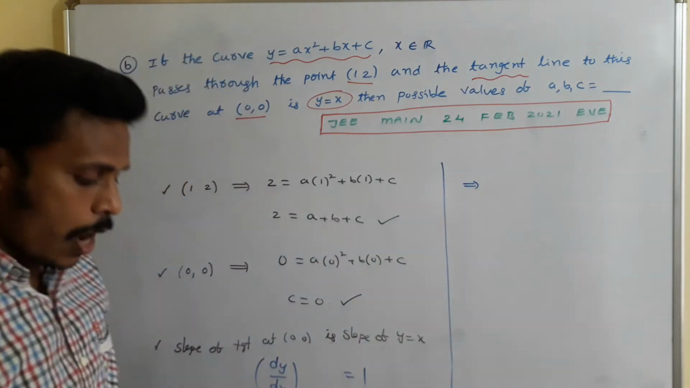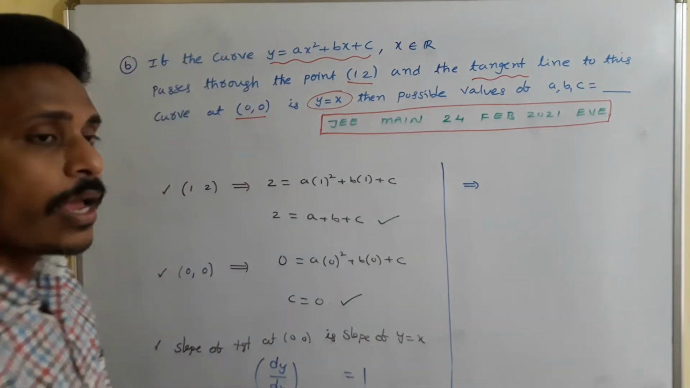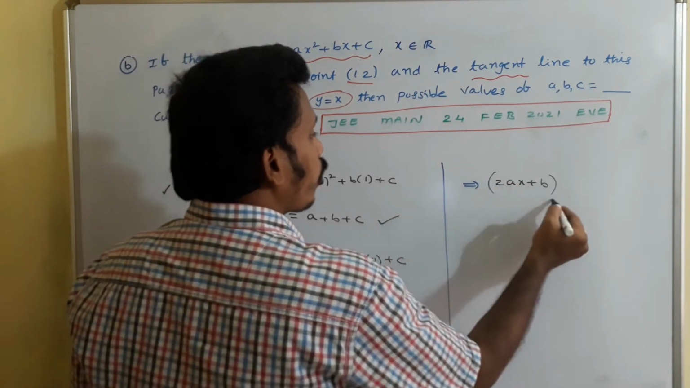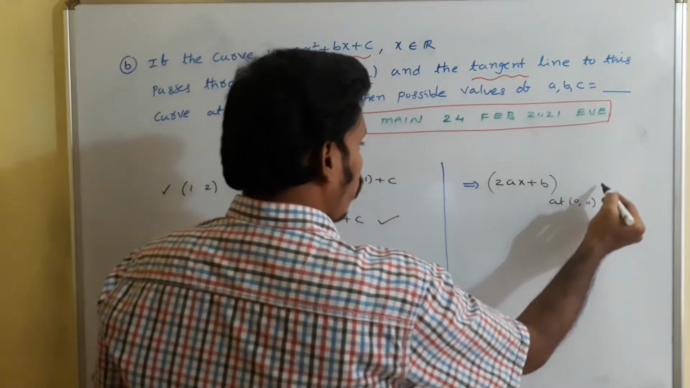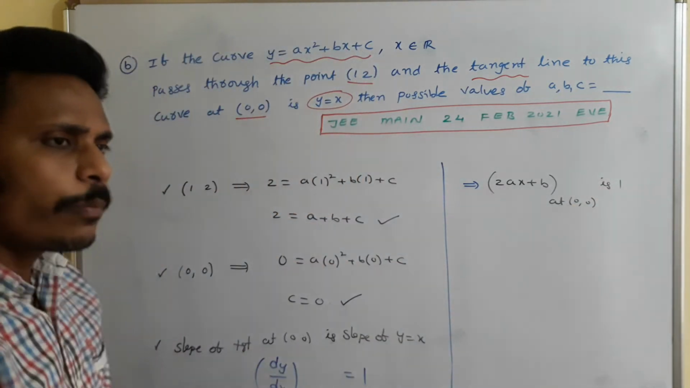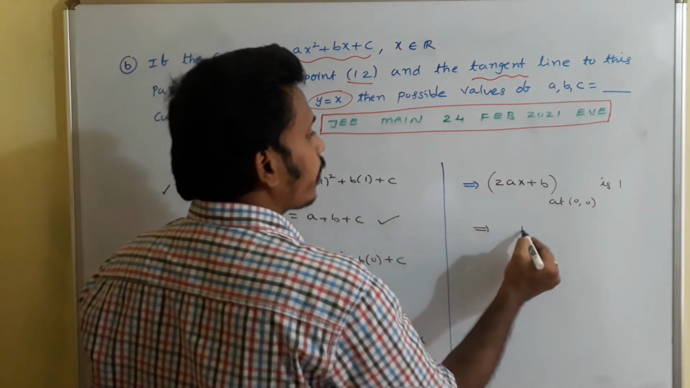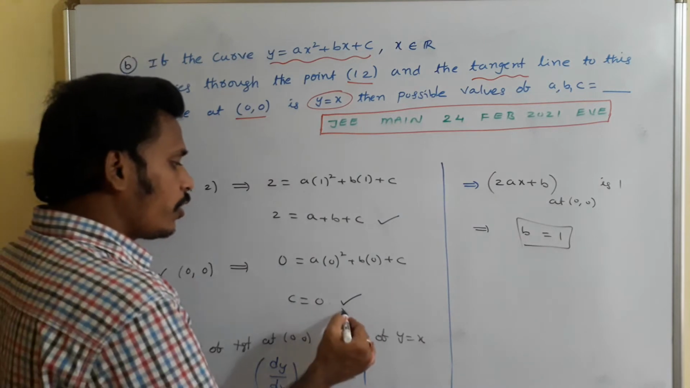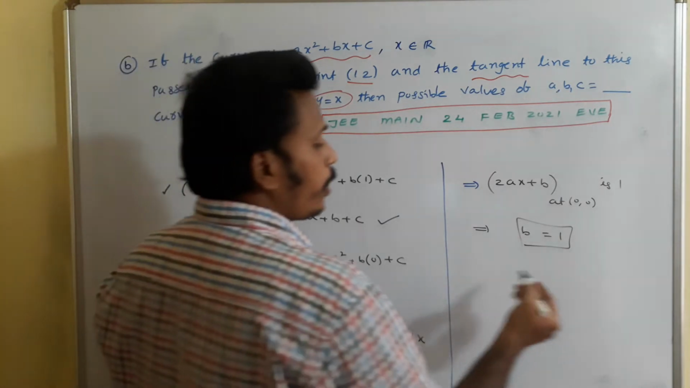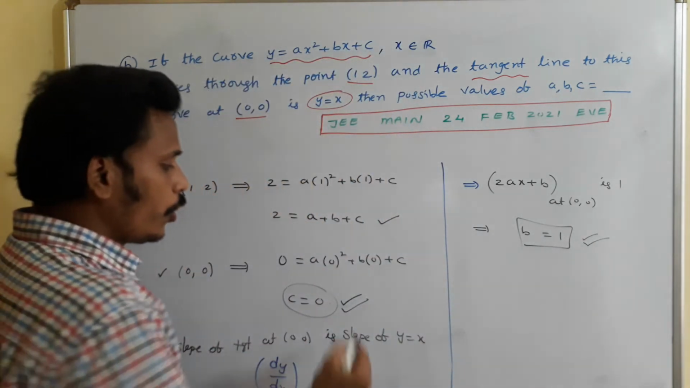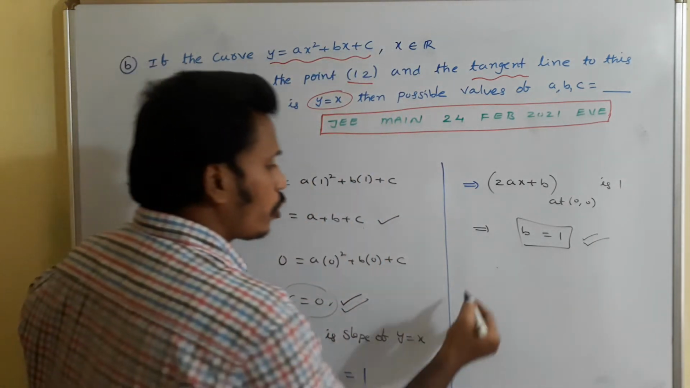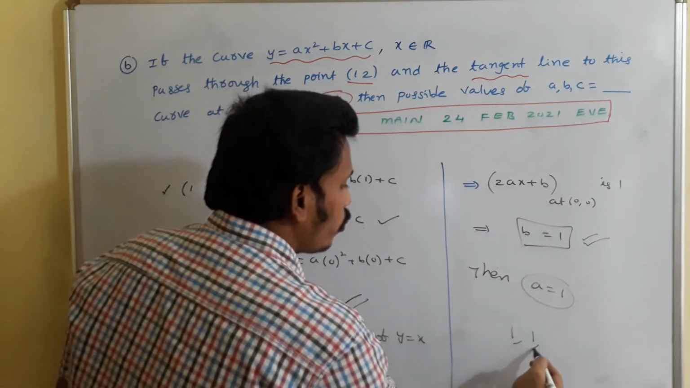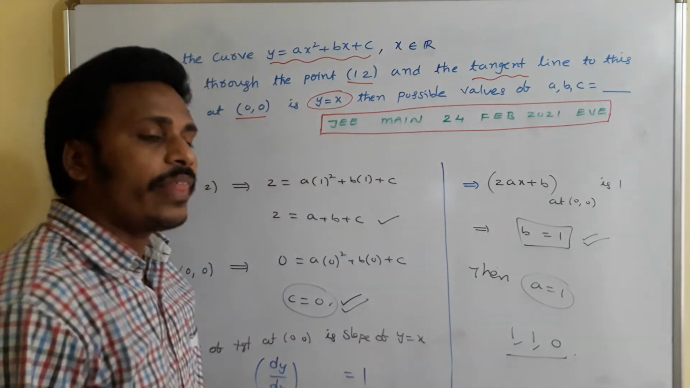So what is dy by dx? y is ax square plus bx plus c, and its derivative is 2ax plus b. This value at (0, 0) is 1. When you replace x with 0, you will get b equals 1. So I have three relations: c equals 0, b equals 1. Use these two in a plus b plus c equals 2, then you will get a also as 1. At the end, the possible values are 1, 1, 0, and that's your answer.